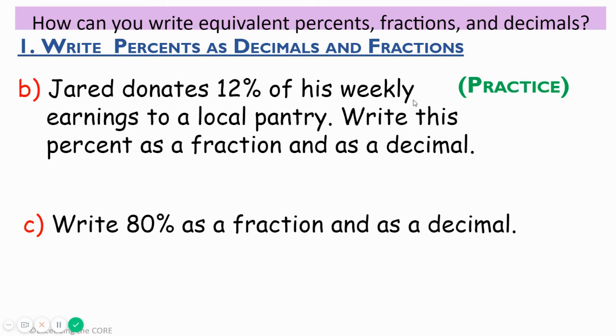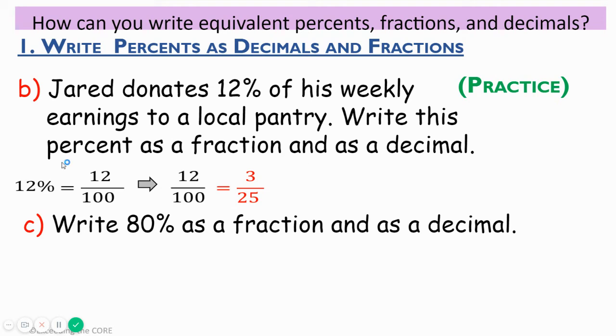So Jared donates 12% of his weekly earnings to a local pantry. Write this percent as a fraction and a decimal. So same thing here. We would take 12% and put it as 12 over 100, and then think of what divides evenly into both 12 and 100. You might start with 2, but there's actually a bigger number. You could divide both 12 and 100 by 4. So 12 divided by 4 is 3, and 100 divided by 4 is 25. So that simplifies to 3 over 25.